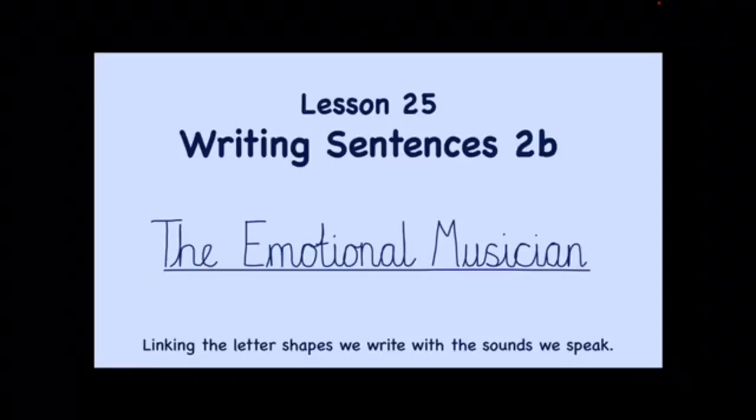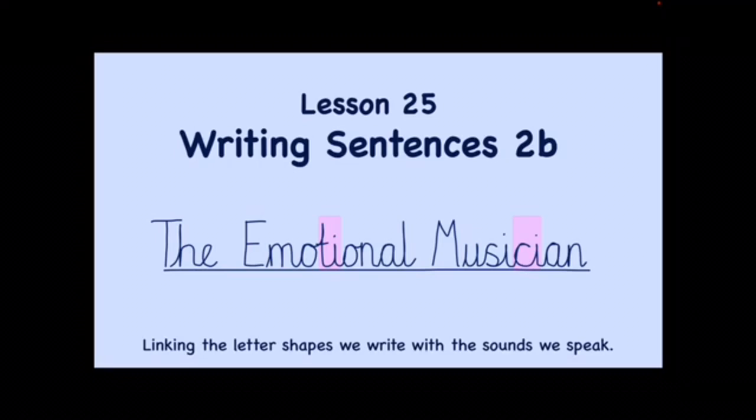Hello again. This is the second part of us thinking about different ways to write the sound sh. These two ways are at the beginning of a final syllable. The emotional musician. Shun, T-I spelling, and shun, C-I spelling.